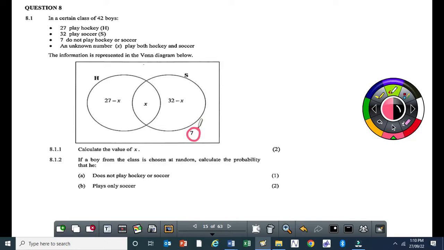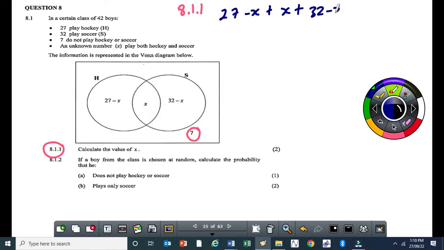Let me do it at the top. So it will be 8.1.1. We just have to add everything. So it will be 27 minus X plus X plus 32 minus X plus 7. This will be equal to 42.